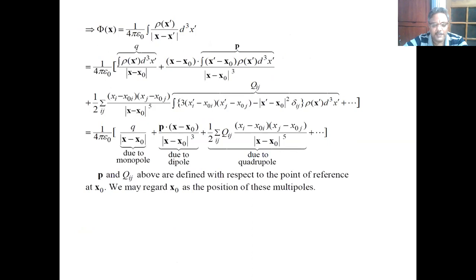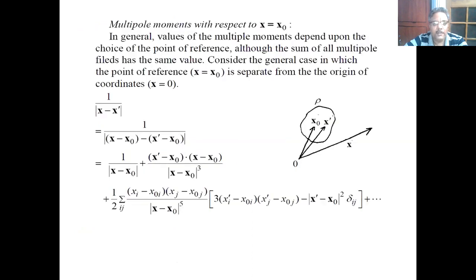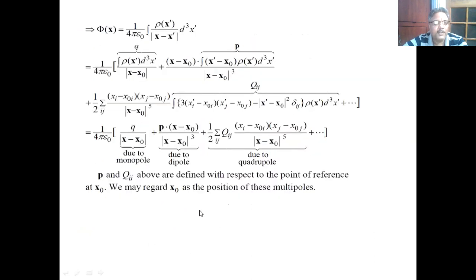If we consider the general case in which the point of reference x equal to x0 is separate from the origin of the coordinates, the origin being denoted by x equal to 0, the expression for 1 upon x minus x dash reduces to this expression. And when you substitute this in the expression for the potential and rearrange the terms, we arrive at this expression. The first term denotes the monopole, the second the dipole, and the third the quadrupole, and so on.